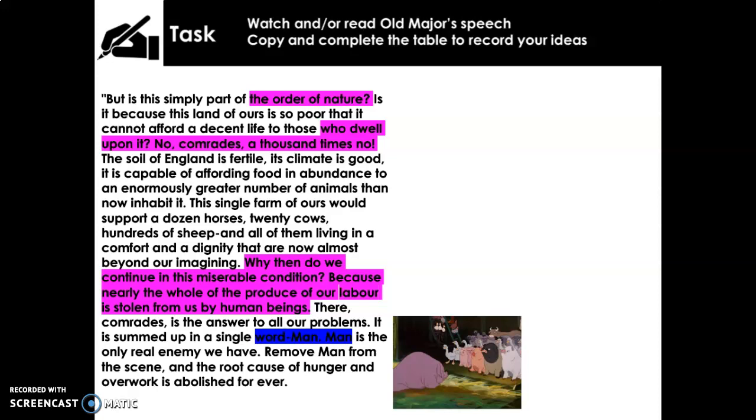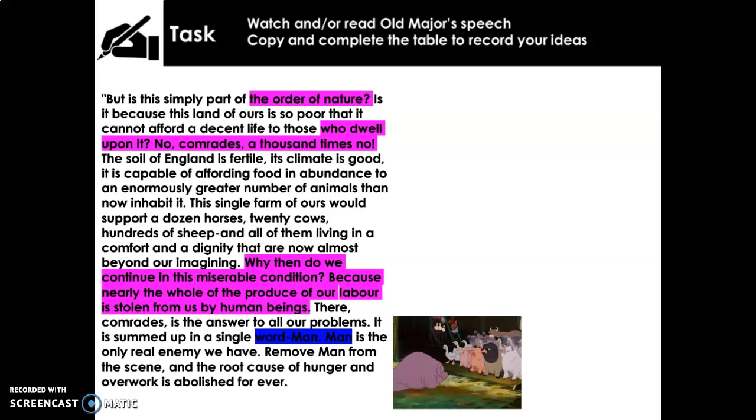Because nearly the whole of the produce of our labor is stolen from us by human beings. There, comrades, is the answer to all our problems. It is summed up in a single word: man. Man is the only real enemy we have.